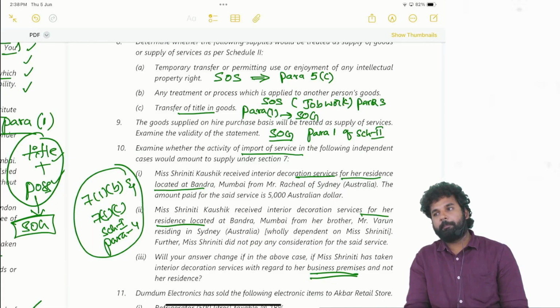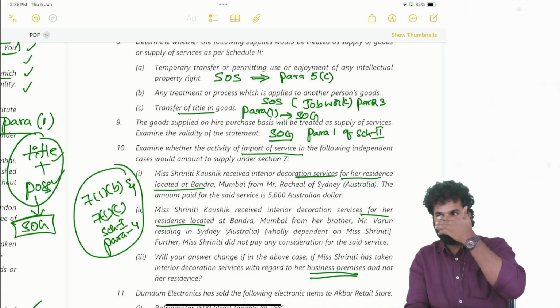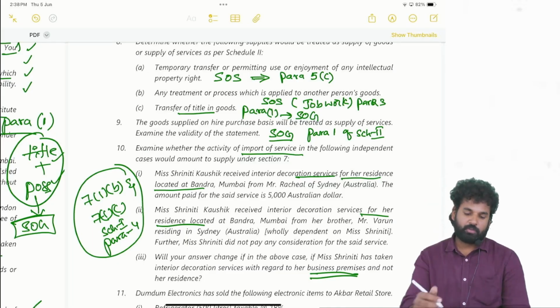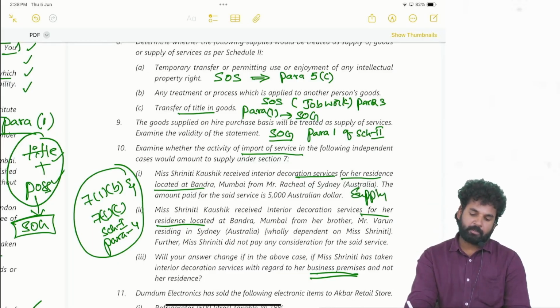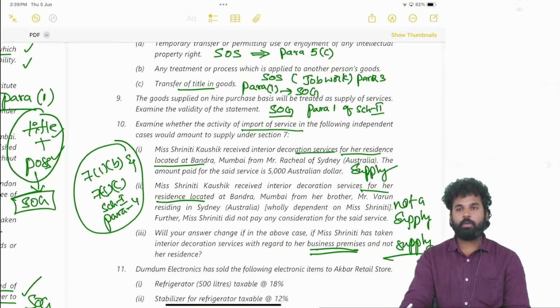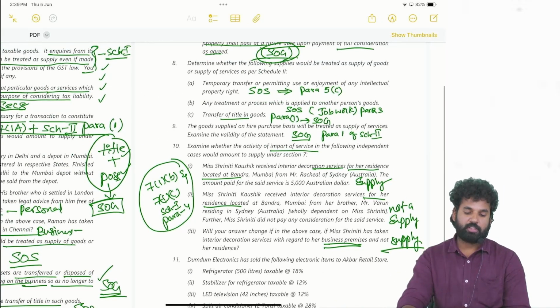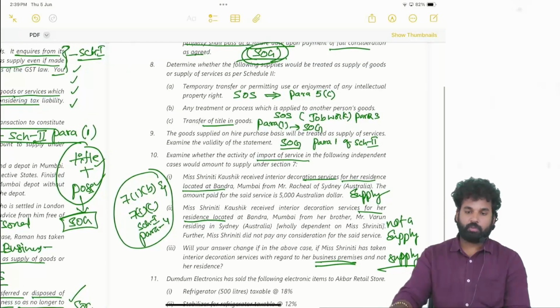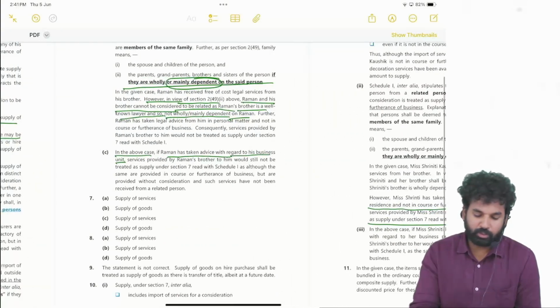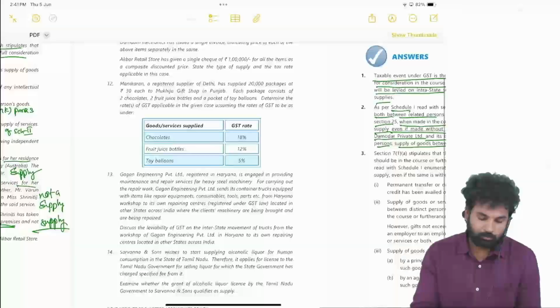Schedule 1, isn't it? 7.1b. Importation of services for consideration, whether or not in the course or furtherance of business. Okay, so business is relaxed, but still it is a supply. So first case, supply. Second case, not a supply. Third case, supply. Okay, just check the answers for the last three questions. Right, question 11.